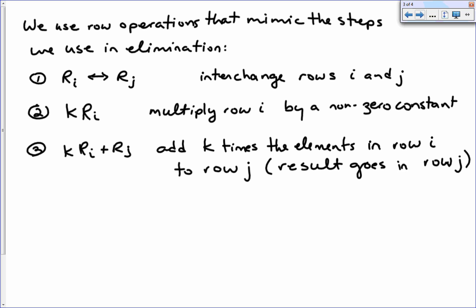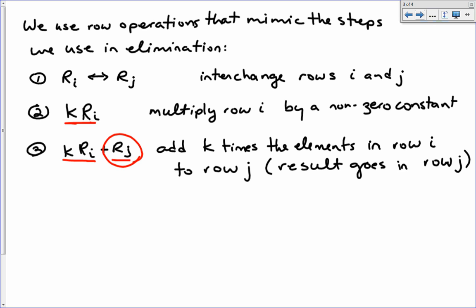The second thing we can do is multiply a row by a non-zero constant k. The third thing we can do is multiply a row by k and add it to another row. When we write this, the result always goes in this second row, so the result goes, in this case, in row j. We're just using i and j to represent the rows 1, 2, 3, 4, etc. of the matrix.